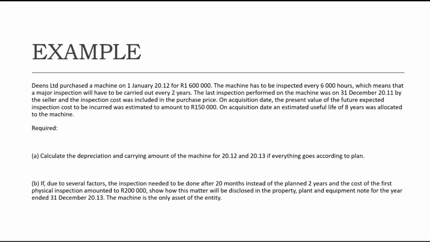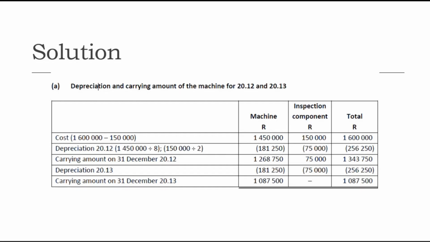How do we calculate depreciation? Depreciation is always the cost less residual value divided by the useful life. But in this case, because there is a major inspection taking place, we have to separate the major inspection from the asset. The total cost was 1.6 million. There was an inspection done, and the total cost of the inspection was 150,000. So you separate the machine from the inspection component. So the machine, 1.6 million less 150,000 is 1,450,000. And the inspection is 150,000.